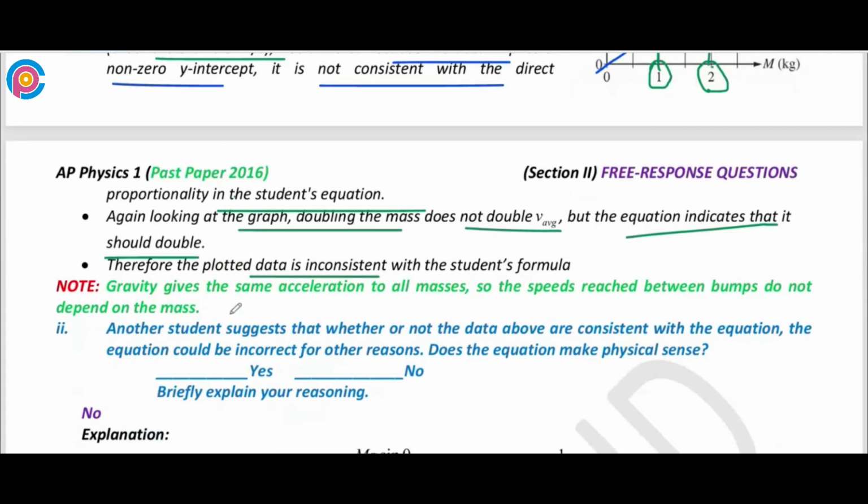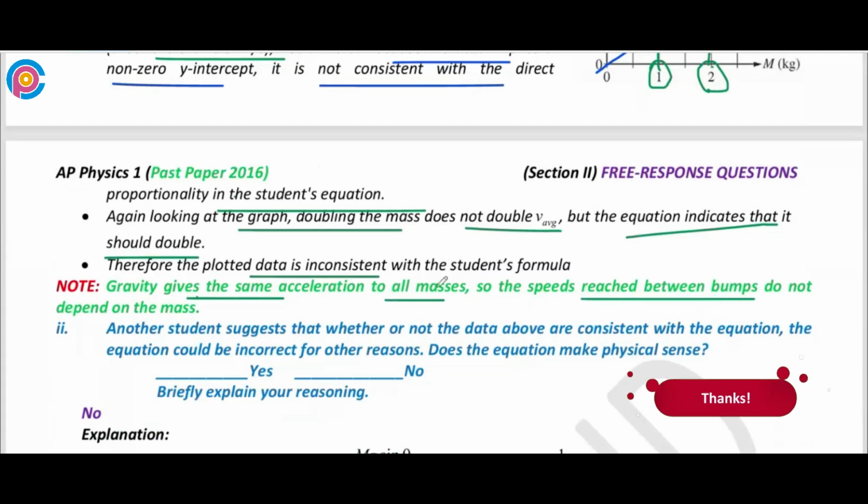Something to remember: gravity gives the same acceleration to all masses, so the speed reached between the bumps doesn't depend upon the mass.